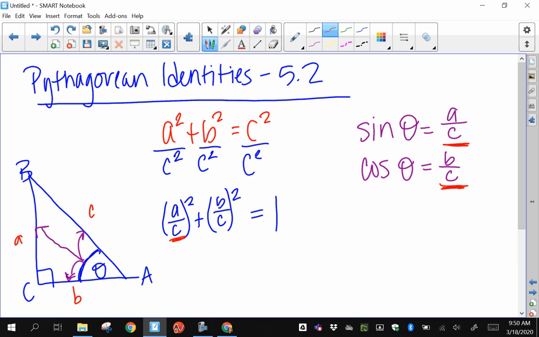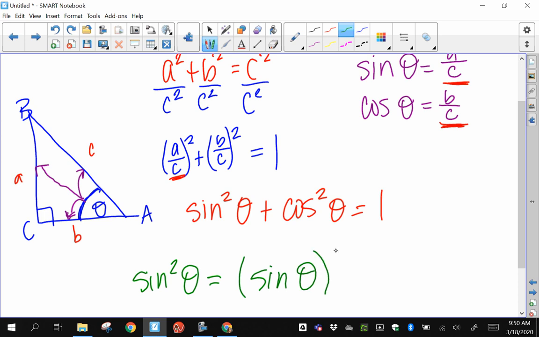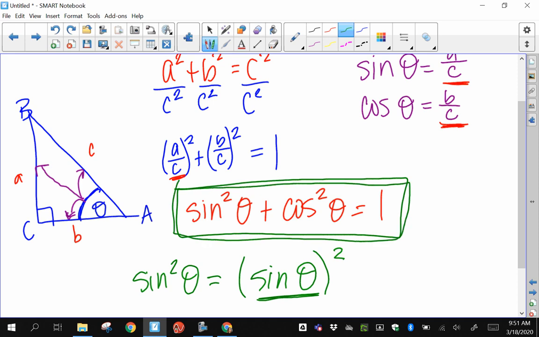So what we've just done is we have proven that this Pythagorean identity is true: sine squared theta plus cosine squared theta equals 1. And remember, we did talk about this briefly before we left for our long break, that when you see that notation, sine squared theta, that is equivalent to the sine of theta quantity squared. It's just a little shortcut for us to use, and you're going to read it as sine squared theta. It means take the sine of that angle and then square that quantity. So this is one of the Pythagorean identities: sine squared plus cosine squared equals 1.